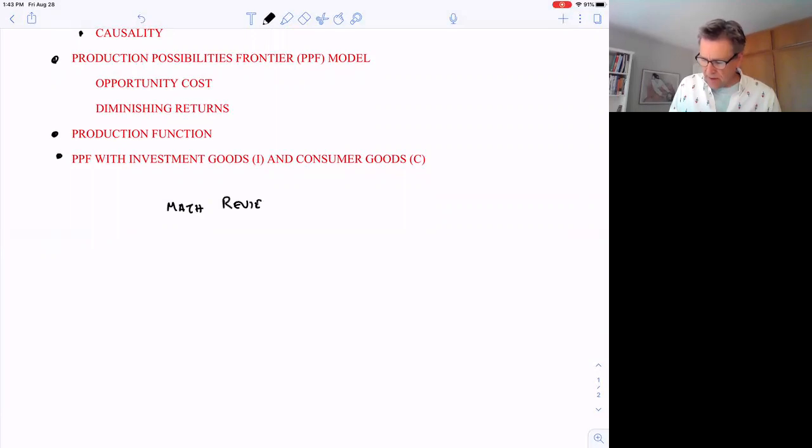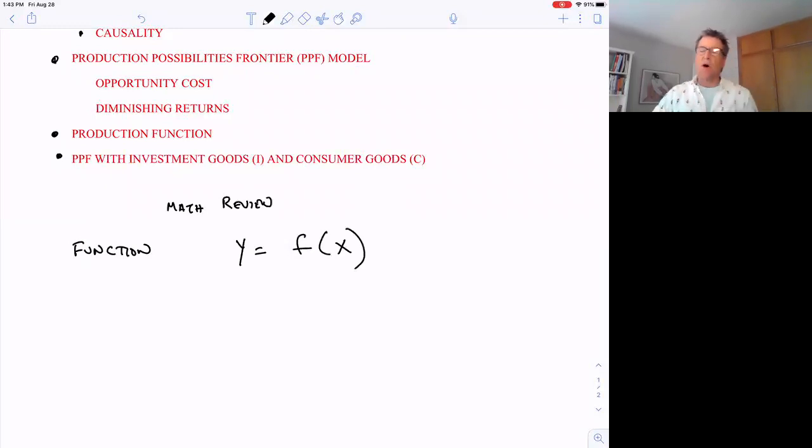And frequently in economics, I'll say something is a function. Consumption is a function of income, or investment is a function of interest rates, something like that. And the general form for a function is y equals f of x, or y is some function of x. X is the input and y is the output.